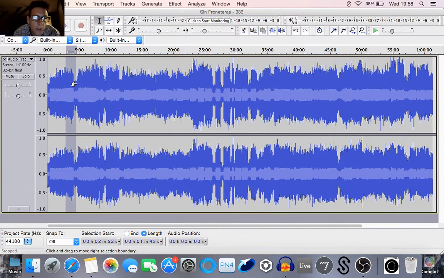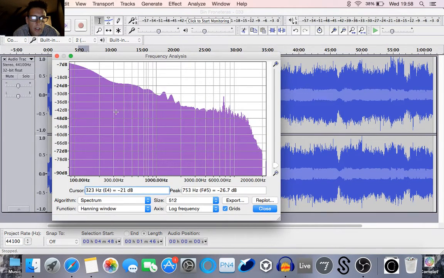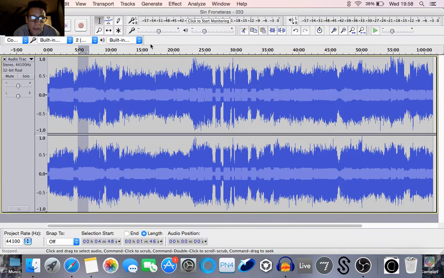Let's take another chunk. What have we got here? Analyze, plot spectrum. Looking similar enough to me. No, it's not. It's -7. So you have to remember these numbers, right? Well, it's the highest one, or the lowest negative, that is important. So let's do another quick spot check.